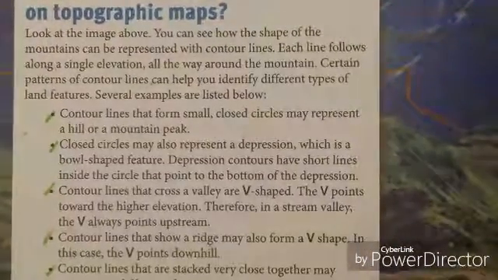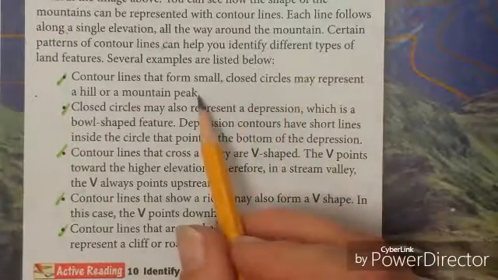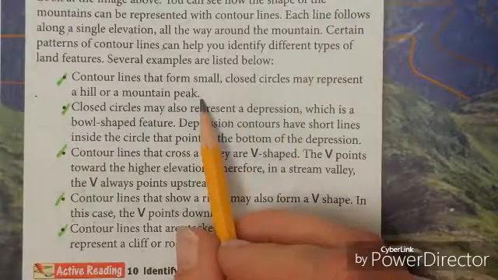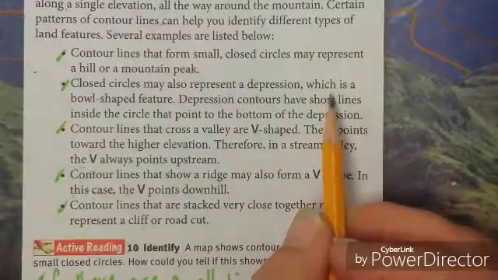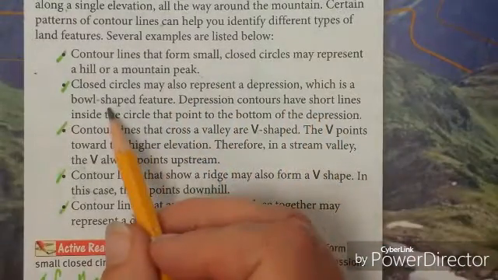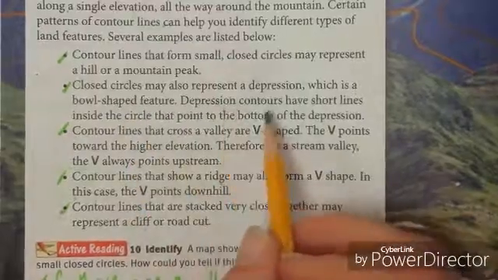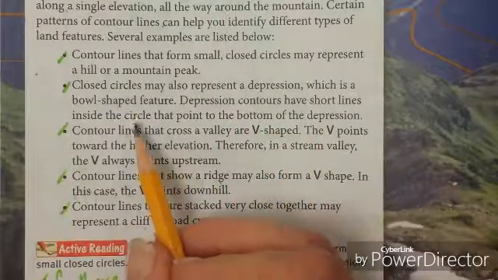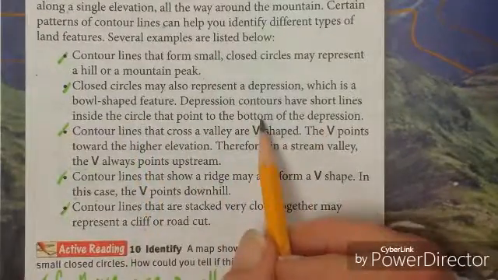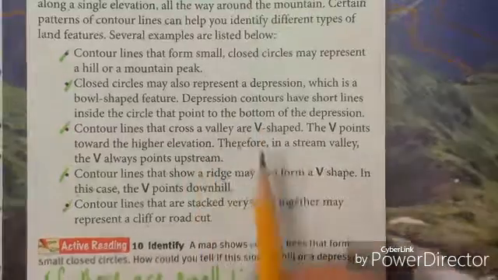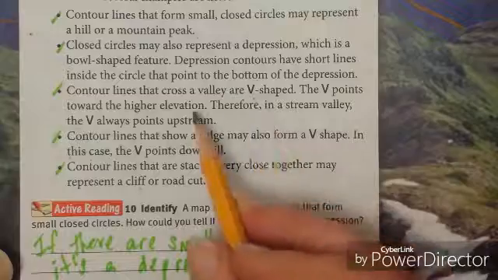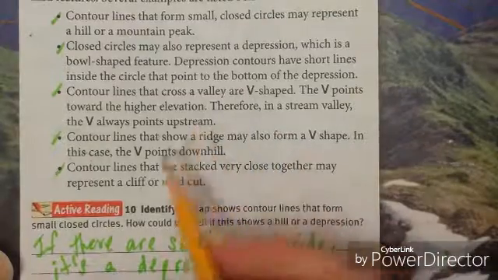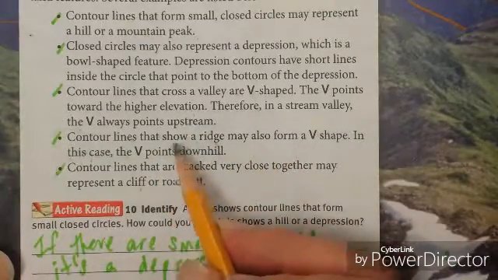So some rules that we talked about the other day: contour lines that form small closed circles may represent a hill or a mountain peak, like what you put into your journal yesterday. Closed circles may also represent a depression, which is a bowl-shaped feature. But remember that they have those hachures, those short lines inside the circle that point to the bottom of the depression. Remember, if they cross a valley or a stream, they have a V shape that points to the higher elevation. That V shape points upstream.